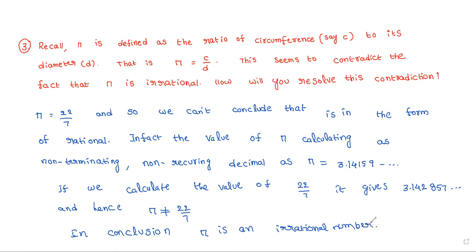So when you write pi is equal to 22 by 7, this is of the form p by q, but the expansion is a non-terminating, non-recurring decimal. That is pi equal to 3.14159 and so on, or 3.142857 and so on. If the remainder is not equal to 0, therefore pi is an irrational number. Write down.